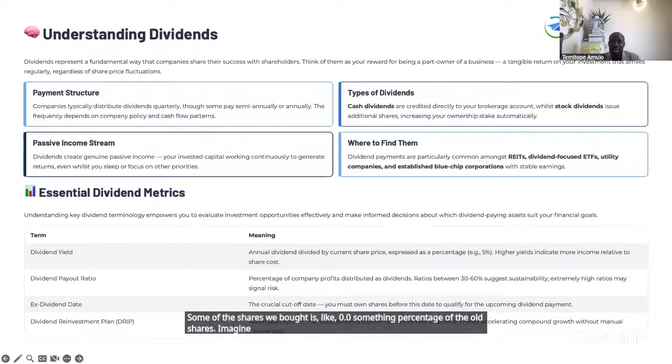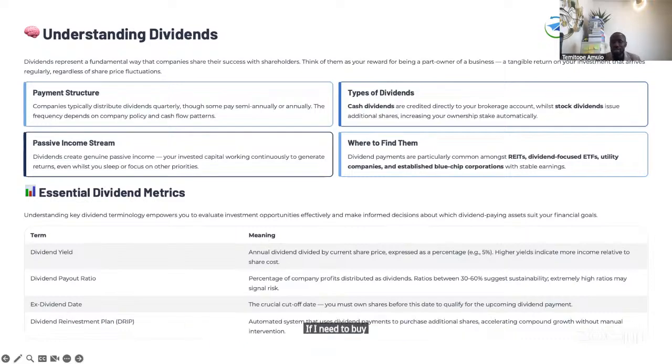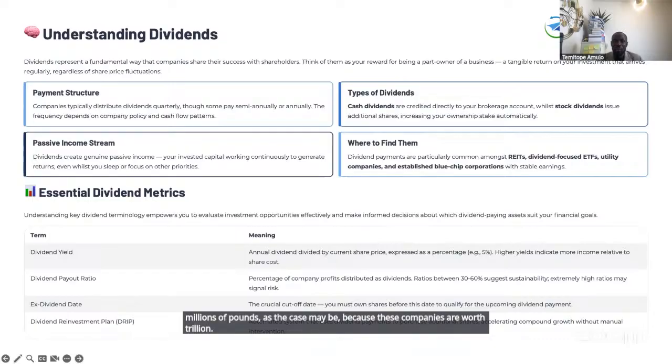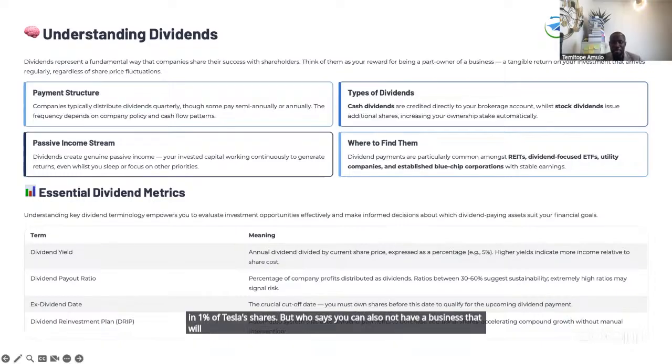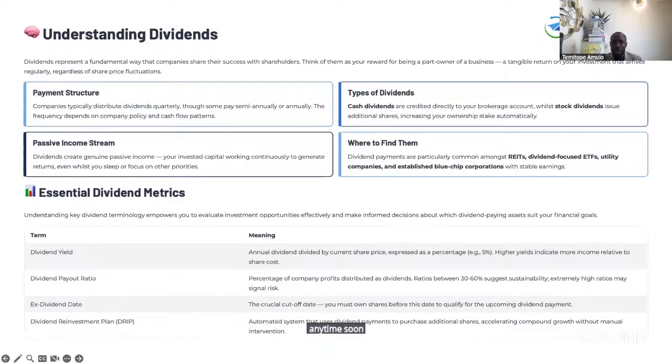Imagine if I need to buy shares worth 5% ownership of Tesla or 5% ownership of Coca-Cola, I know I need to go and raise millions of pounds, because these companies are worth trillions. If I want to buy 1% of 1 trillion, I need to be looking for billions of pounds to invest in 1% of Tesla's shares. But who says you cannot have a business that will be valued that high anytime soon? And that is the reason why we're doing what we're doing now.